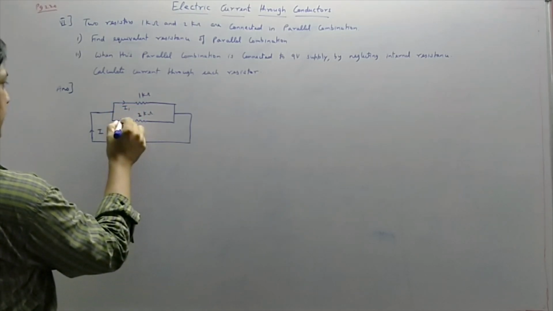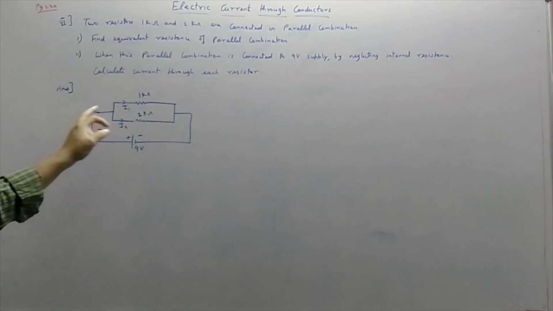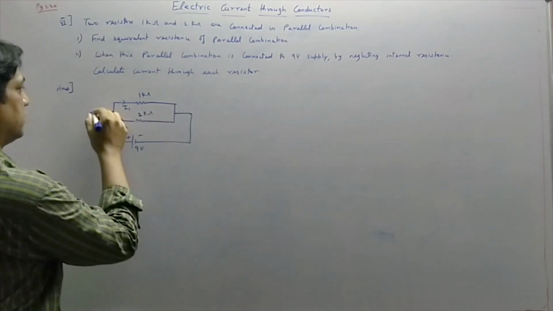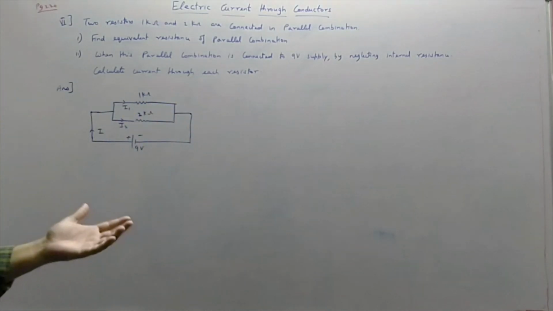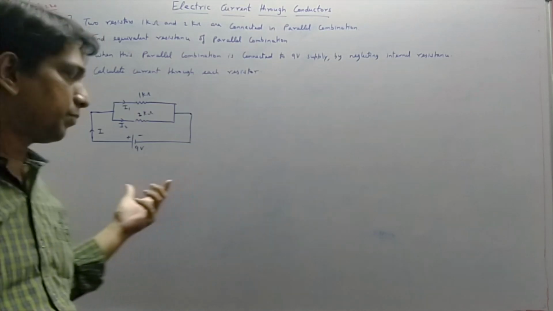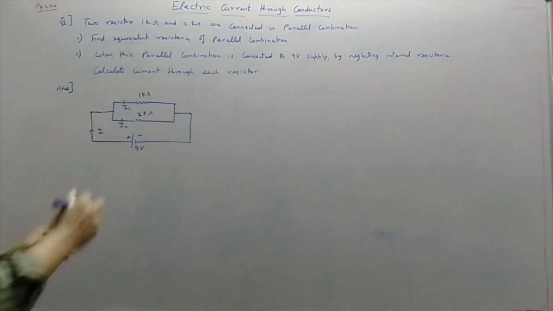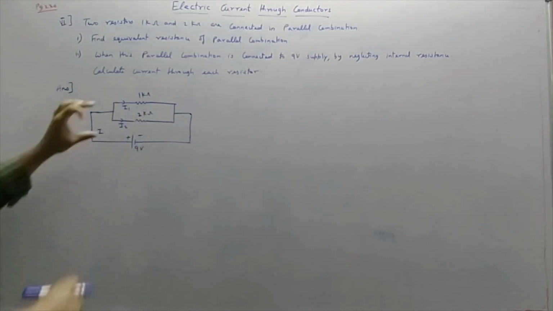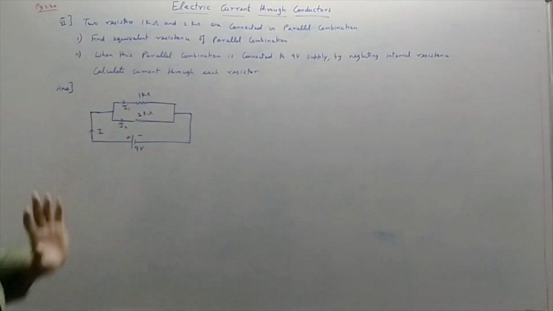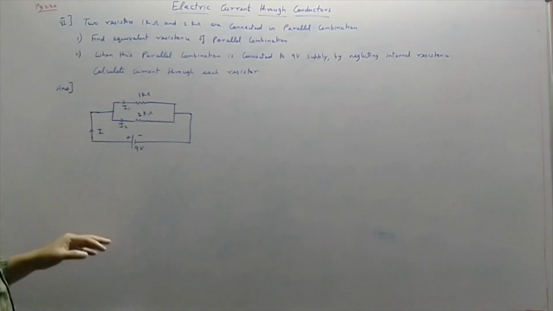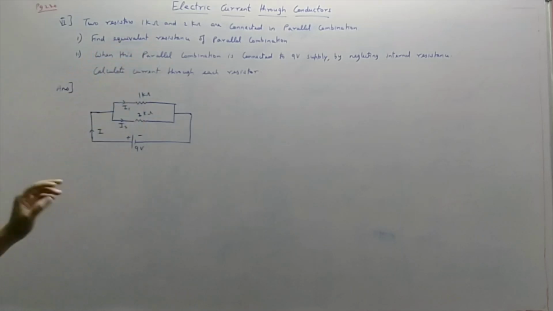We know in parallel current is divided, but the potential drop across these two resistances will be the same. Like in series the current is the same and potential drops are different, in parallel the current flowing through the resistances is different, but the potential drop is the same. First we are going to find the equivalent resistance of the parallel combination.